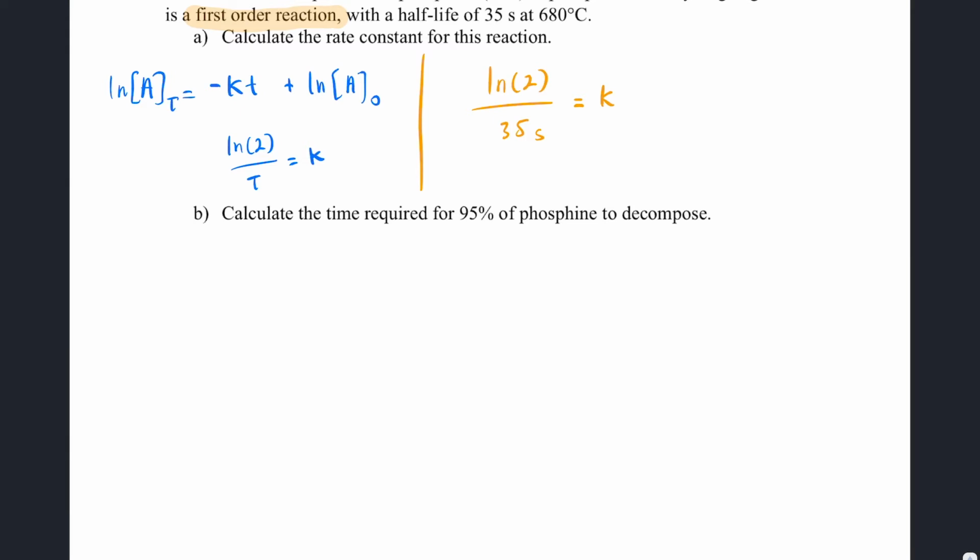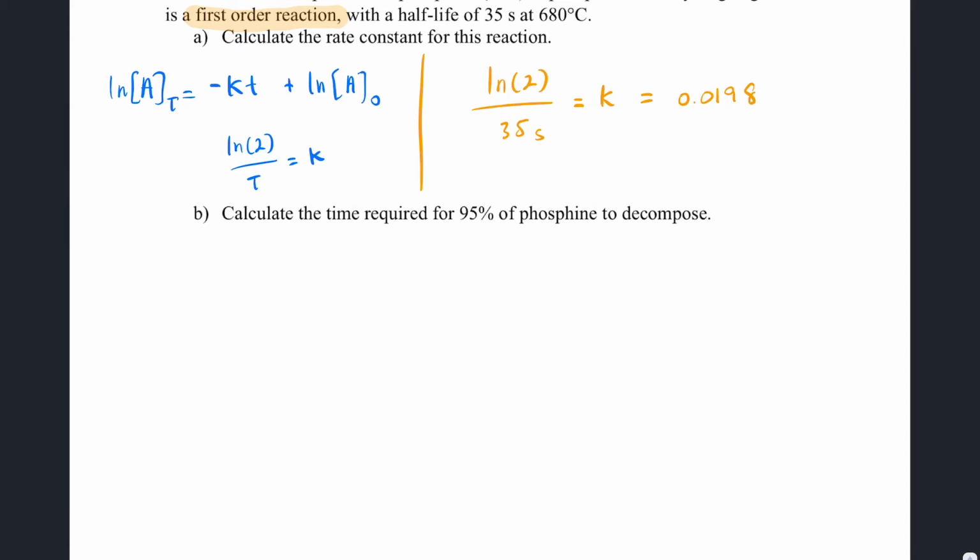So let's figure out what that is. We're going to do the natural log of 2, and divide that by 35. And let's see what we get. So the answer I got was 0.0198. And that's going to be our rate constant for this.